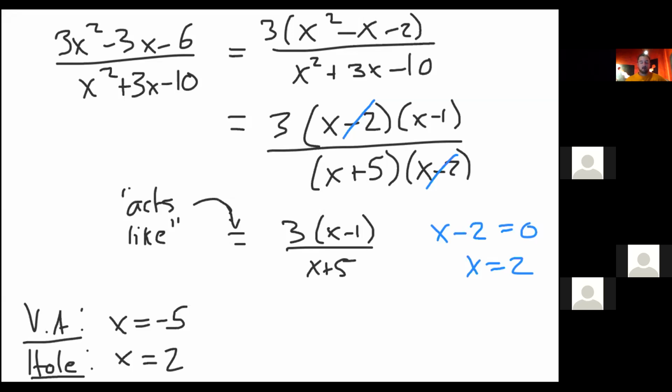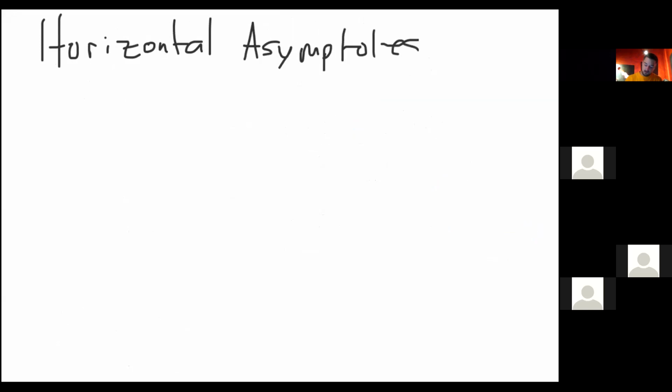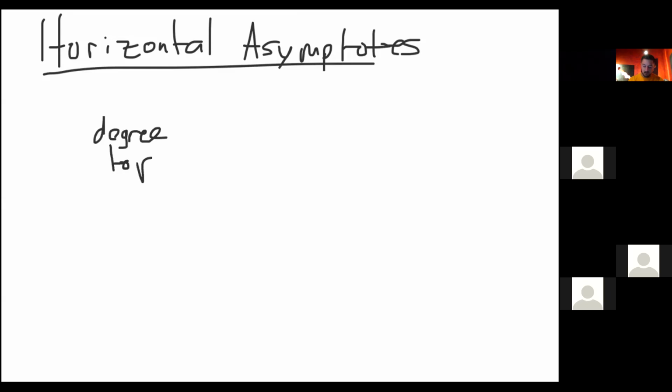All right. So the last thing we're talking about is horizontal asymptotes. And there's not a lot of calculation when it comes to identifying horizontal asymptotes. It's all about identifying. And it always depends upon the degree of your numerator and the degree of your denominator, the degree of top and the degree of bottom.